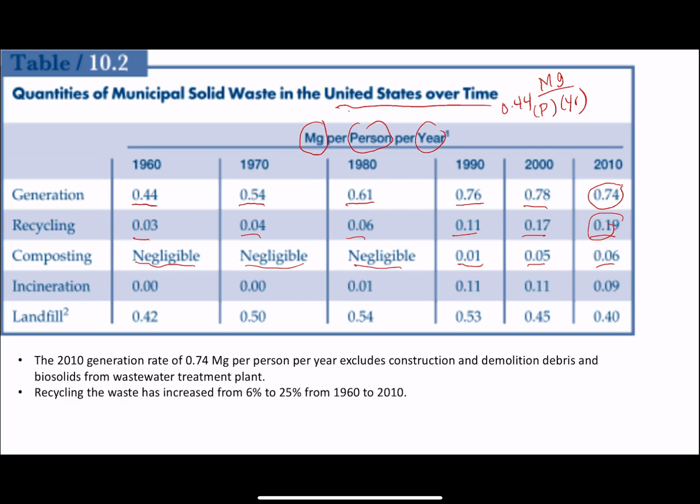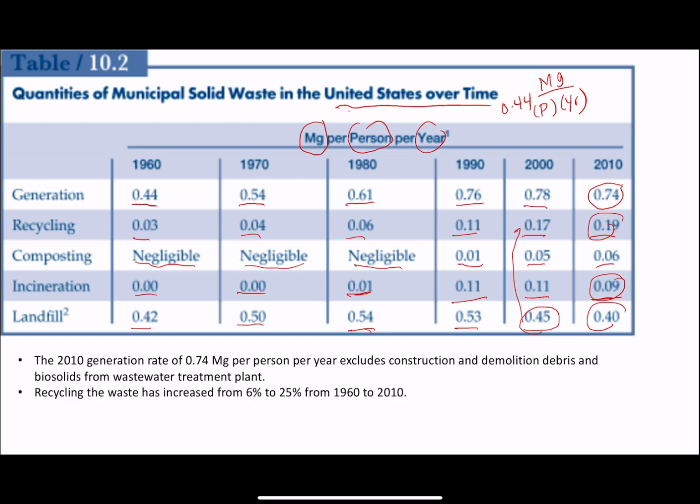Incineration, the same thing, 0.01 in the 1980s, 0.11 in 1990, 0.11 in 2000, and 0.09 because of the possible air pollution and air contamination that might come from it. Landfills, 0.42, 0.52, 0.54, 0.53, 0.45, reduced because right now they are transferring stuff to recycling and composting. And 0.4. You don't want to landfill everything; you want to collect it, recycle it, compost it, and then send the remaining to landfills.